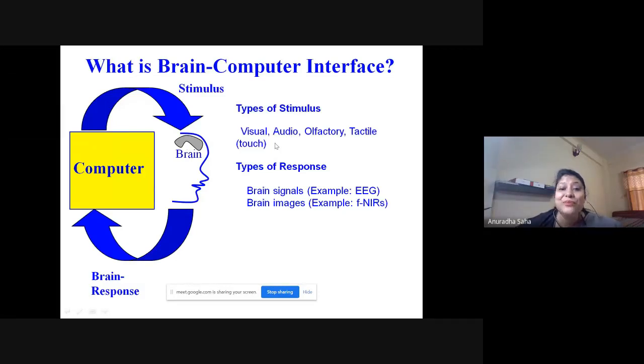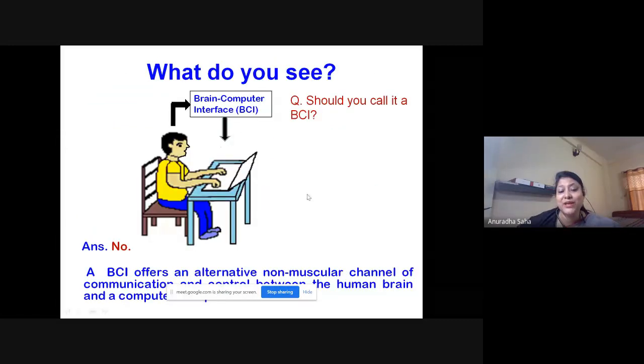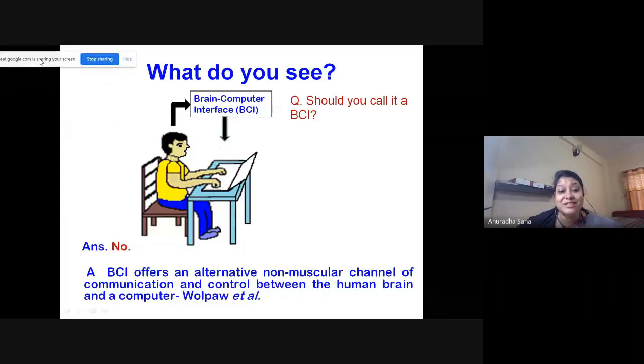Now, if this is a brain-computer interface, can we have an example to comment whether something is a BCI or not? You can see that here a person is doing some kind of job on his laptop, just as I am doing right now. I am using my laptop to interact with all of you, right? So can you call it a BCI? No, this is not a BCI.